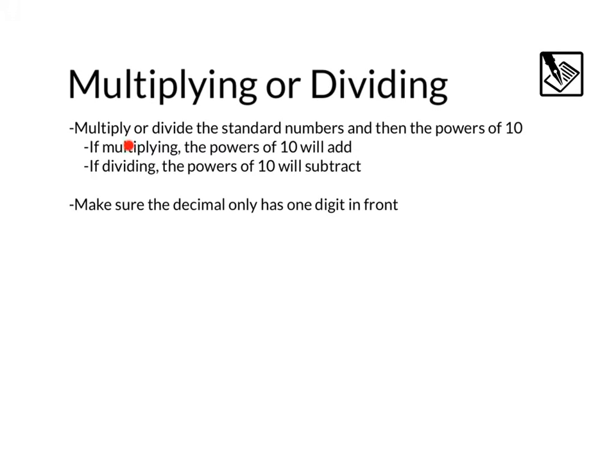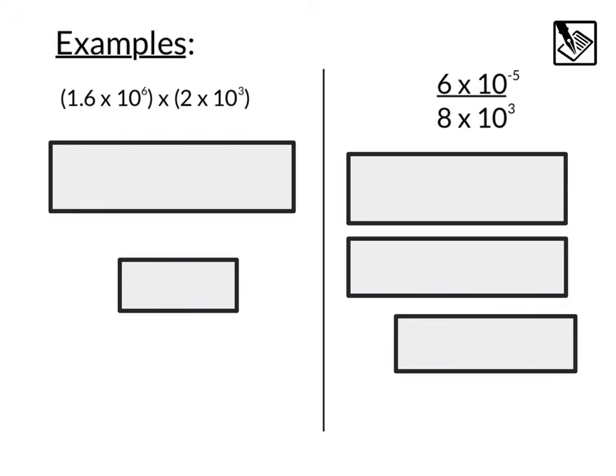Let's get to it. For multiplying and dividing, we want to multiply or divide the standard numbers and then the powers of 10. If multiplying, remember the powers of 10 will add. If dividing, the powers of 10 will subtract. After you get your answer, make sure the decimal only has one digit in front to keep it in scientific notation. Let's take a look at a couple examples.